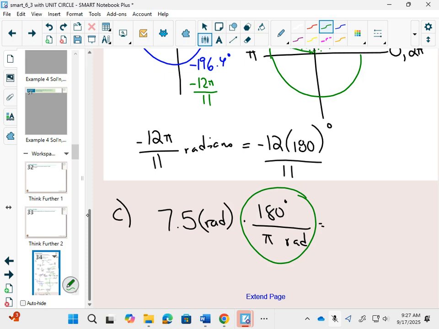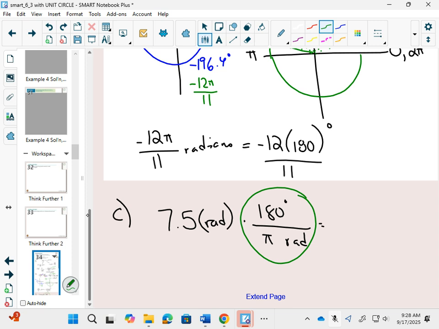What's in the green is equal to 1. When you're multiplying by this, you're not changing the answer, you're just changing the units. Because 180 degrees is exactly the same as pi radians. That green circle is equal to 1. And what a conversion does is it says, I give you something equal, I just change the units.